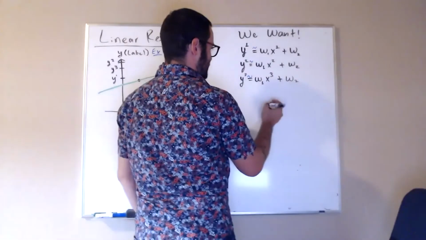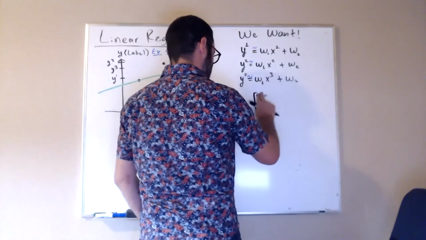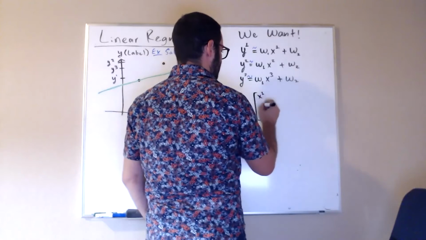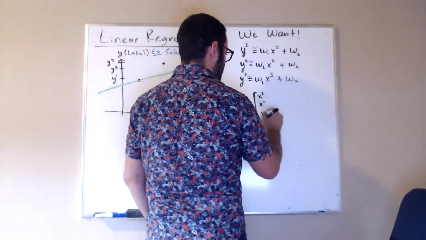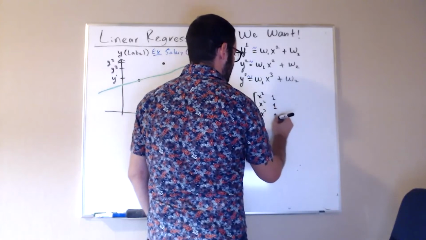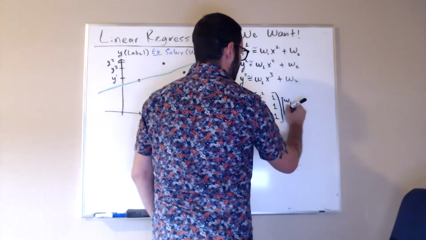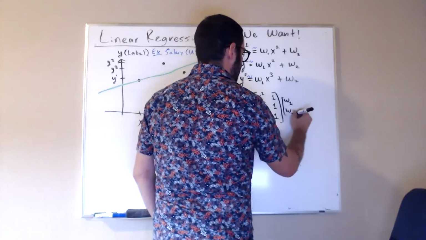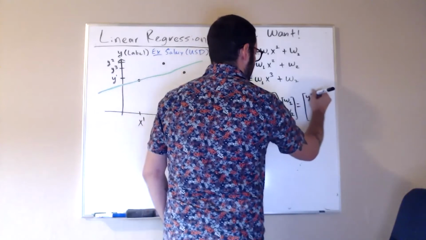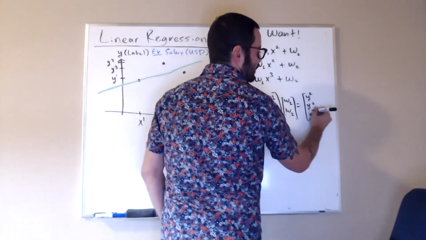Well, we write this using matrix notation: x1, x2, x3, and then a 1, a 1, and a 1, times the vector w1, w2, and we want that to equal y1, y2, and then y3.